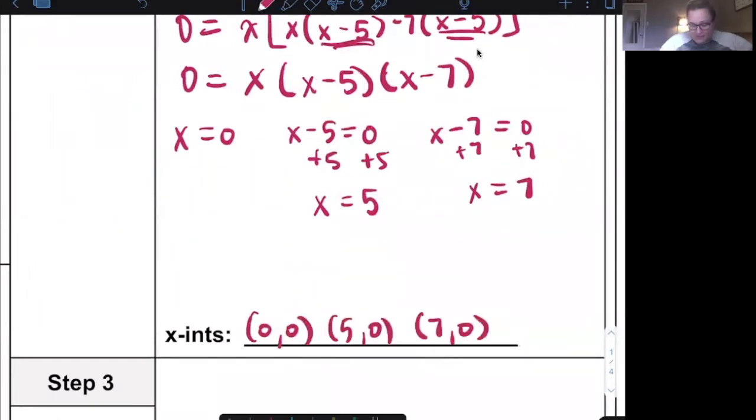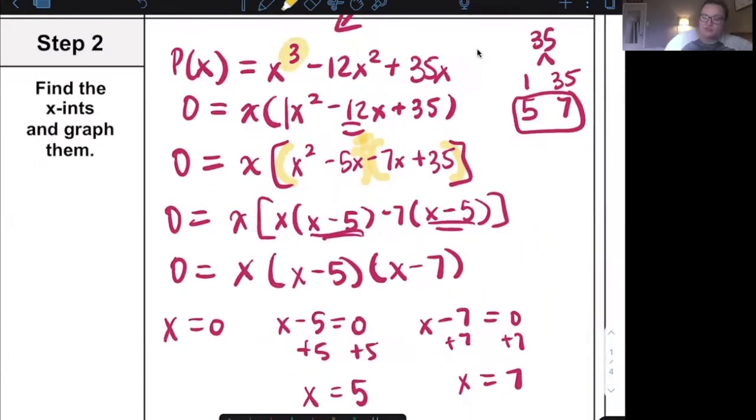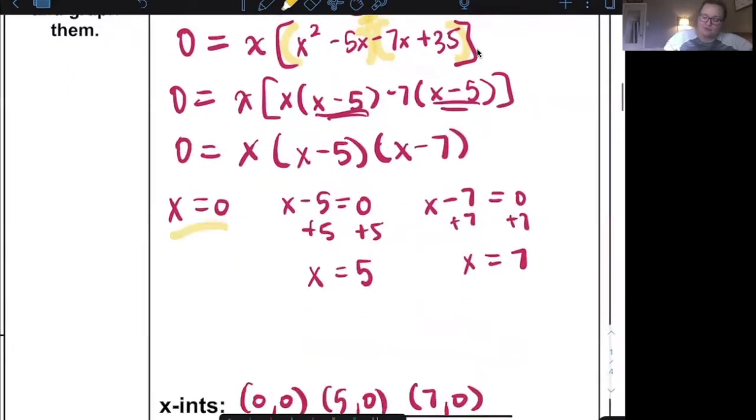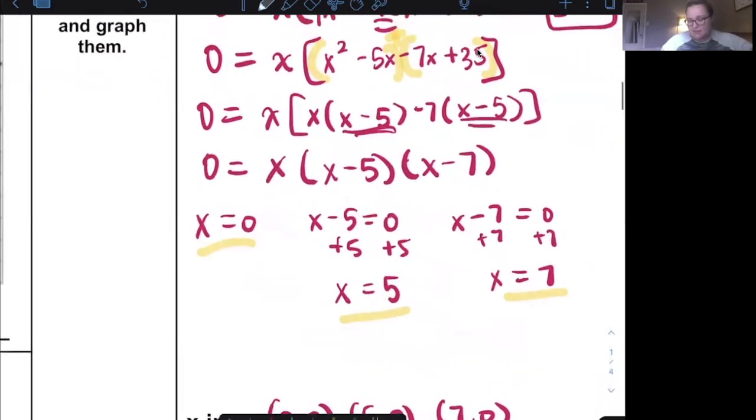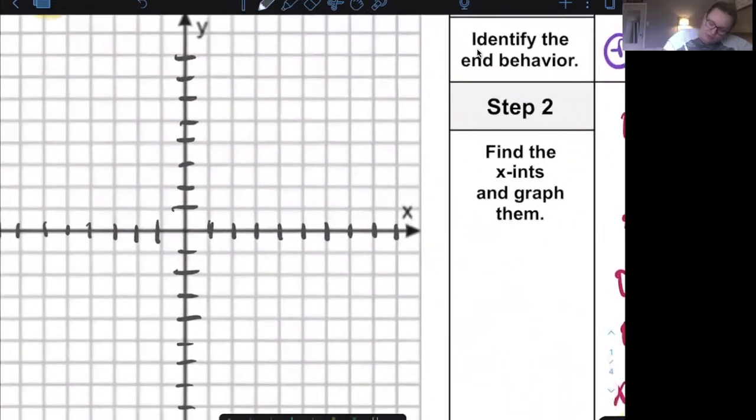I found 3 x-intercepts. Remember, this polynomial was a degree 3, so I should expect to have found 3 x-intercepts, and it looks like I found all 3. 1, 2, and 3. They're all real numbers. They're all graphable. So let's label our graphs real quick. If you need to hit pause, do that. Remember, you need to put a dash at every place where a number would go.